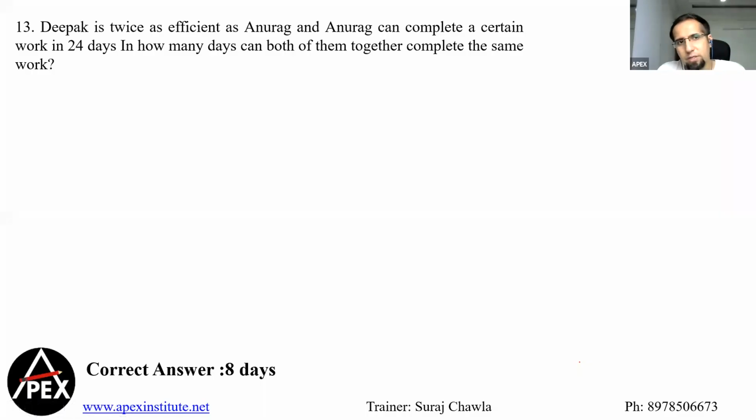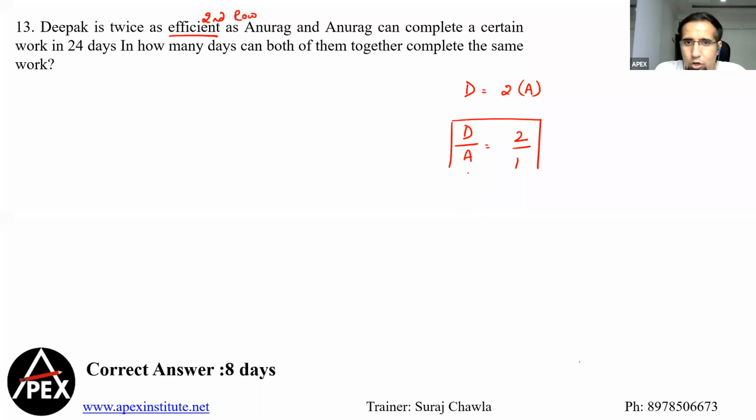So in this question, it's talking about the efficiency here. Now, when I talk about efficiency, I'm talking about my second row. Whenever you have these kind of statements, like Deepak is twice as efficient as Anurag, never write this and waste your time. I would always directly write Deepak by Anurag is equal to 2:1. Now, whenever we are given ratios, we cannot assume 2 and 1 here. So let's see how we go ahead.